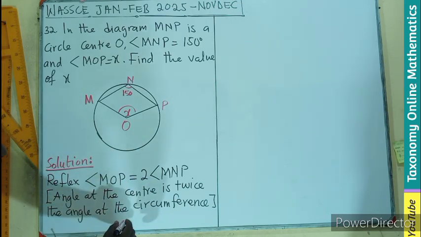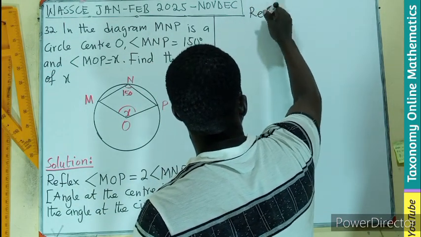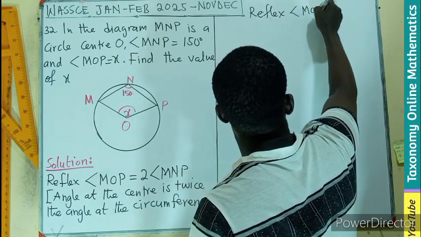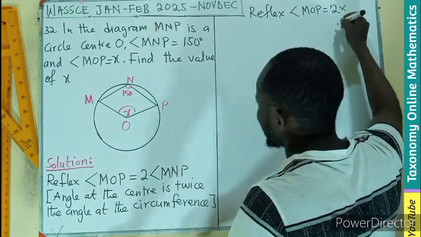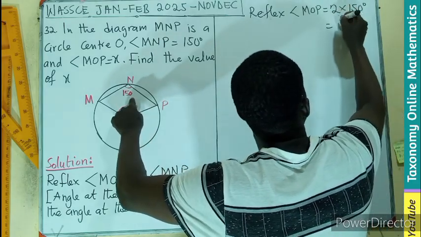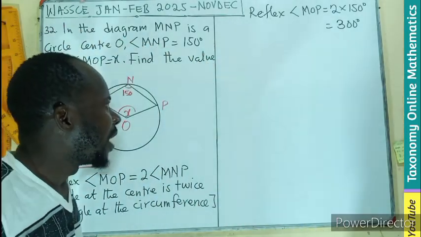So that angle will be equals to, let me just write it here. So reflex angle MOP equals to 2 times the angle here, which is 150 degrees. That gives us 300 degrees, right?